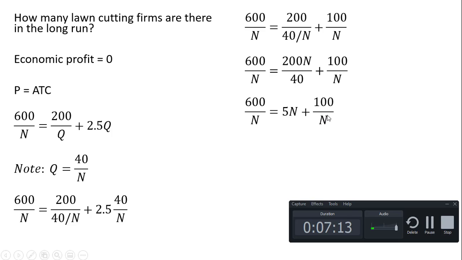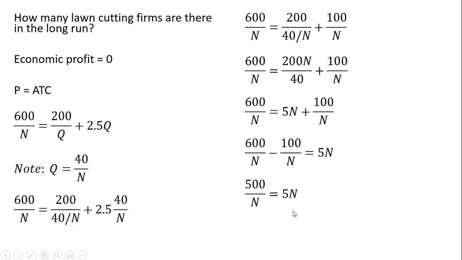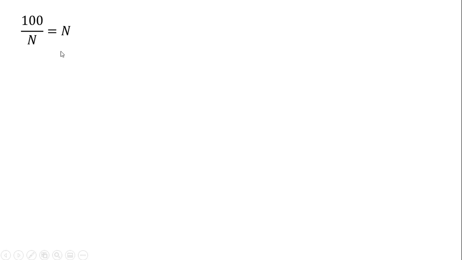Now let's move this 100 divided by n over to the left-hand side, and the left-hand side will simplify down to 500 divided by n. Then let's divide through by 5. So 500 divided by 5 is 100. And then let's multiply everything through by n. Multiplying everything through by n, we've got n times n, so n squared equals 100. Raising both sides to the 1/2 power to get rid of this n squared, we get n equals 10.